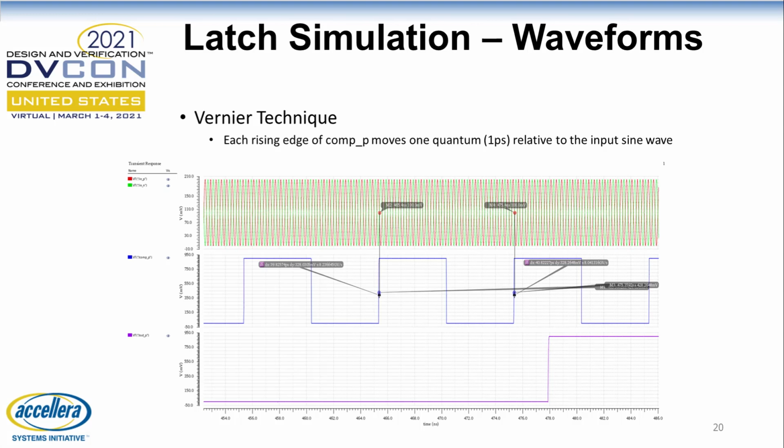The signal is set up so that each consecutive rising edge falls on the input sine wave with a difference of 1 picosecond relative to the position of the previous edge. This is a Vernier-type technique. The bottom waveform is the output of the latch. The number of the cycle in which the output flips determines the offset of the latch.